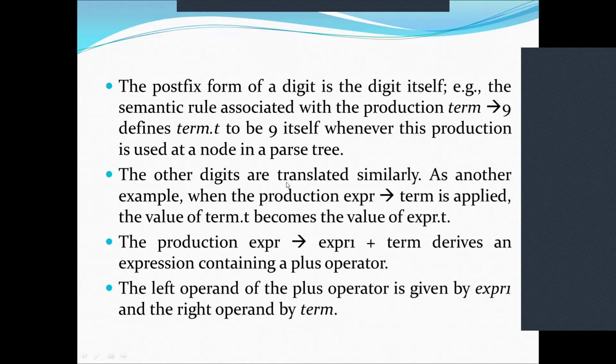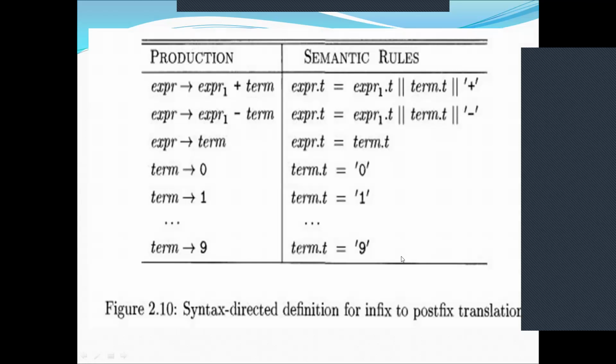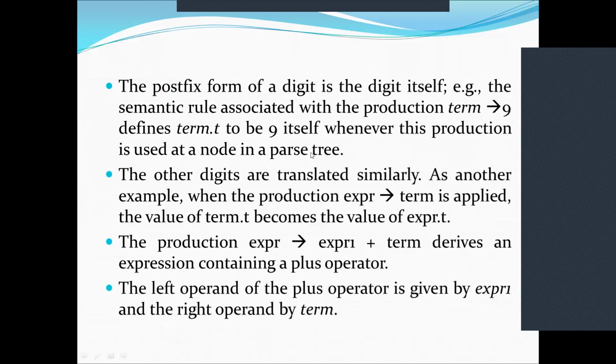The other digits are translated similarly, like 0 to 8. As another example, where the production expression can have the value term is applied, the value of term T becomes the value of expression T. As we saw here, term T becomes expression T now, because expression can have the value form of term. So the postfix notation of term will be the postfix notation of expression. That is what it says.